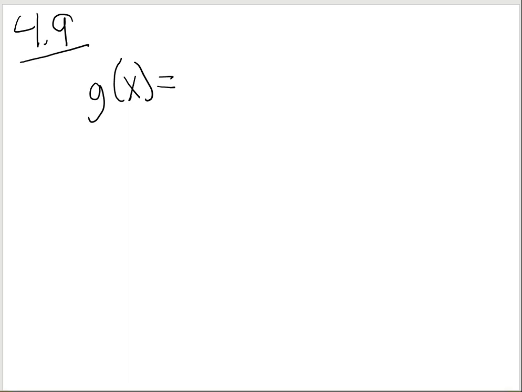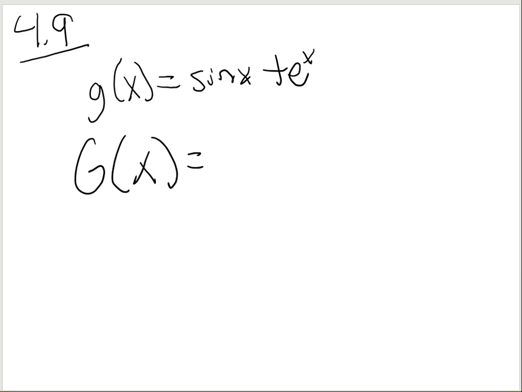Another example is, let's say, sine x plus e to the x. The most general antiderivative would be negative cosine x plus e to the x plus c. I will take off points if you don't put the plus c.